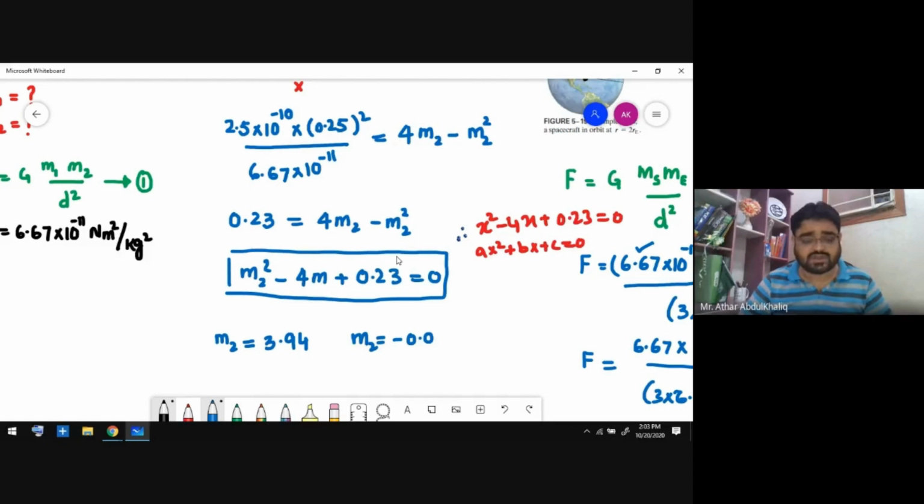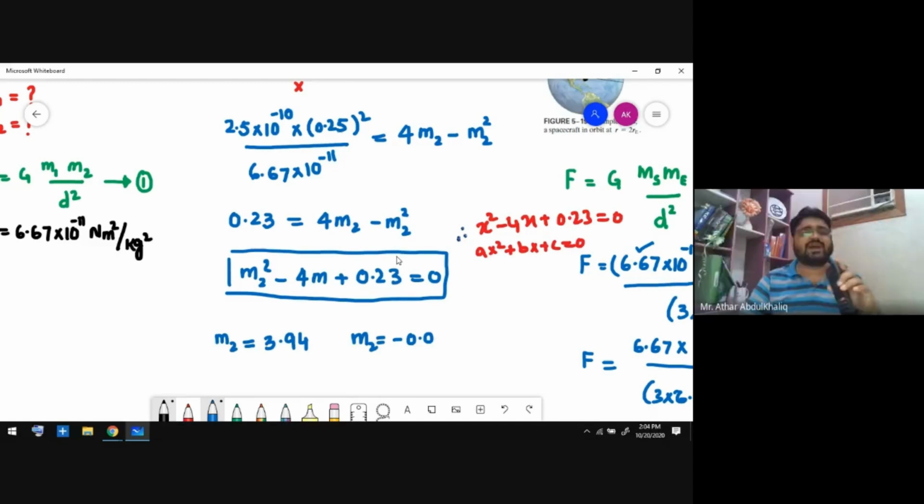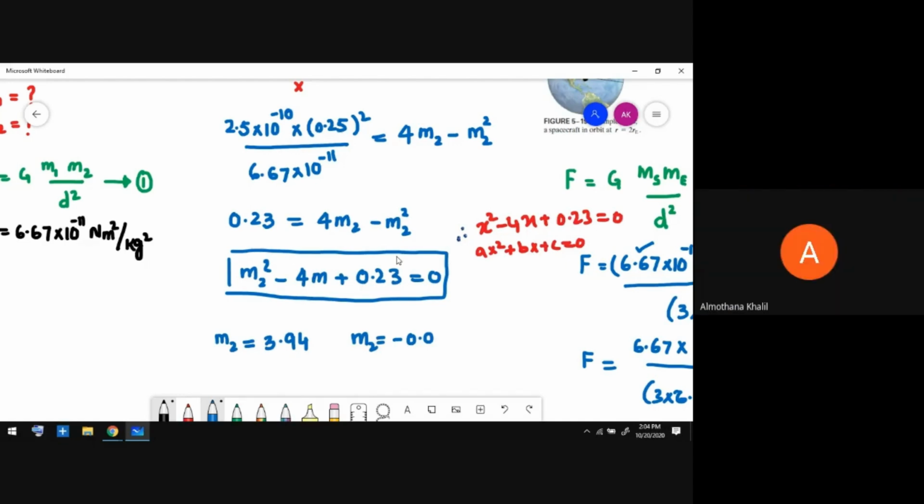You were saying one is negative. What do you substitute? A is 1, B is negative 4, C is 0.23. I don't think C is wrong. We made something wrong in calculating C? I think this is the only way to have both answers positive, because if you add the two masses, you will have 4. That is something else. We are finding m2 only. So we solve for C again.